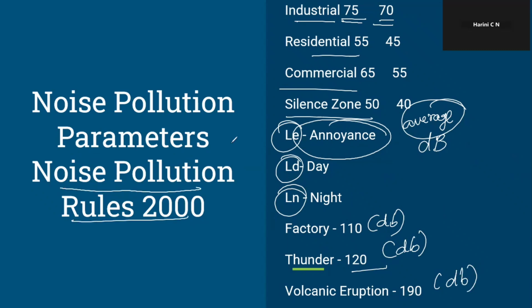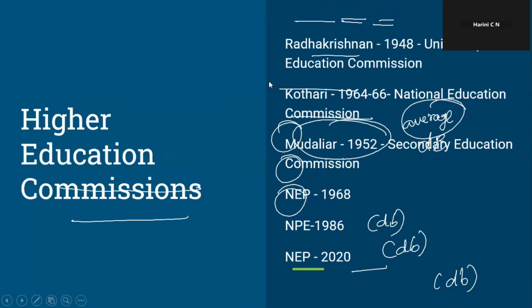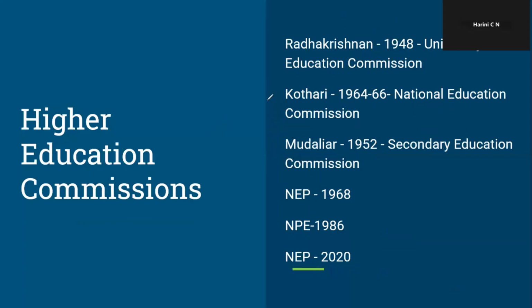Moving on. The Higher Education Commission, the most favorite part. I just want to give a quick run through because they are asking the chronological order based on the years and the committee. Important committees I've listed. Radhakrishnan Committee 1948, also called the University Education Commission. The other name is also very important. Kothari Commission 1964 to 66.